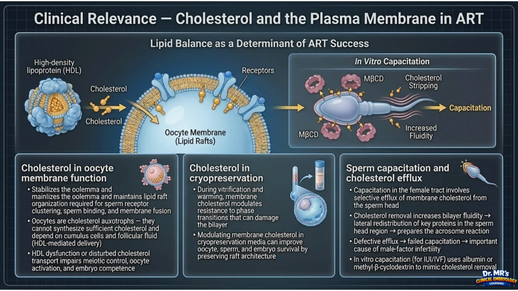Begin with the oolemma. The oolemma requires precise cholesterol content to maintain its structural and functional integrity. Cholesterol stabilizes the membrane, maintains the organization of lipid rafts, and provides the correct physical environment for the clustering of sperm receptors, the proteins on the oolemma that mediate sperm-egg binding and fusion.